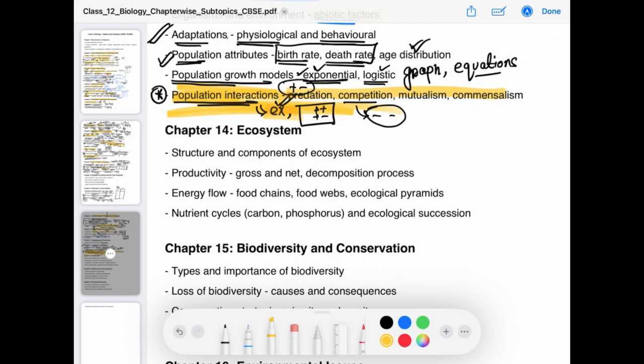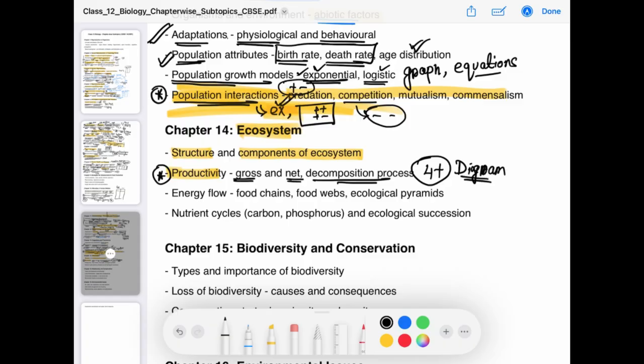Okay, next is ecosystem. In the ecosystem you have to know about the structure and components of the ecosystem. Next, there is productivity. Yes, this part is again very much important. What is gross productivity and what is net productivity? There is a concept of R here, that you have to read. Okay, next is the decomposition process. This one comes in 4 marks. Decomposition process you have to read and understand properly, and you have to practice the diagram also. From here there is a diagram, you have to practice that.